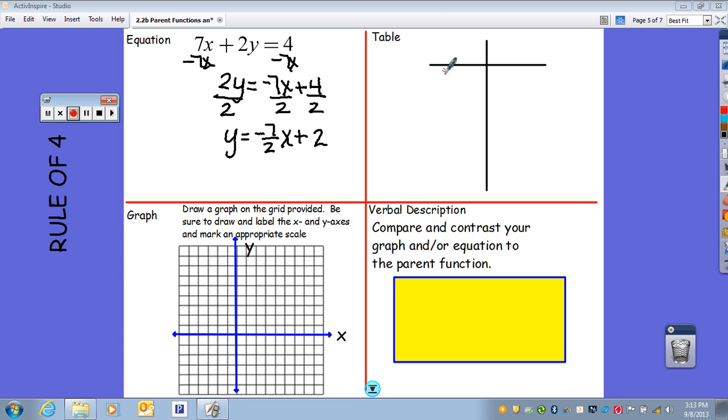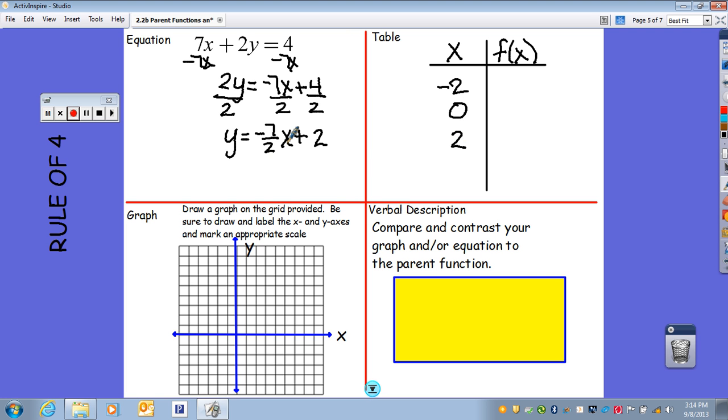Alright, so let's put some points in the table. Here we have x, and we have f of x, our function, which is also our y value. Again, I'm going to put in 3 different values, and because I have a fraction for my slope, I am going to use the common denominator or a multiple of that so that I don't have any fractions when I'm graphing. So in my table, I'm going to use a negative 2, 0, and a positive 2.